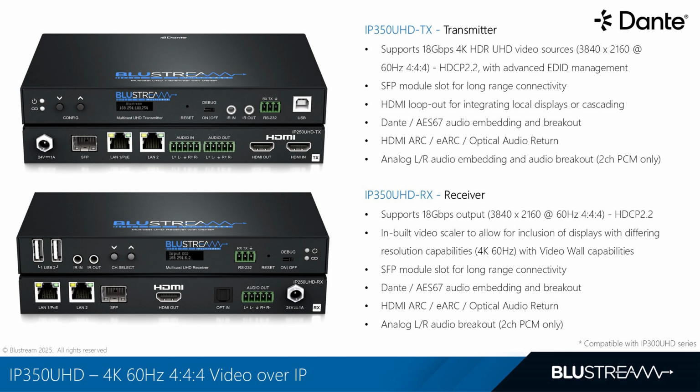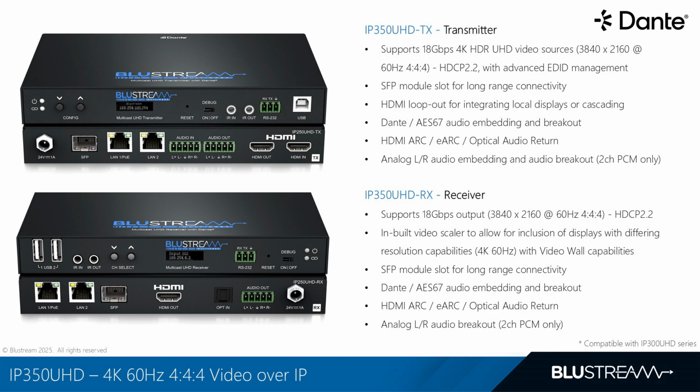Now, rounding out the series, or the 300 series, we have the IP350 UHD, the latest addition to the Blustream IP platform. Now, it's fully operable with the IP300 UHD series, and the IP350 gives integrators the flexibility to specify Dante-enabled endpoints where networked audio integration is required without sacrificing video performance or compatibility. Now, the unit mirrors the core capabilities of the IP250 UHD, but brings those advanced Dante features into the latest generation using the IP300 architecture.